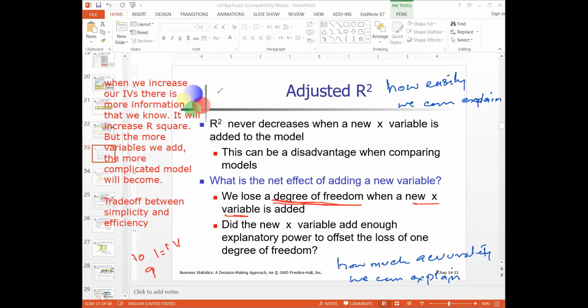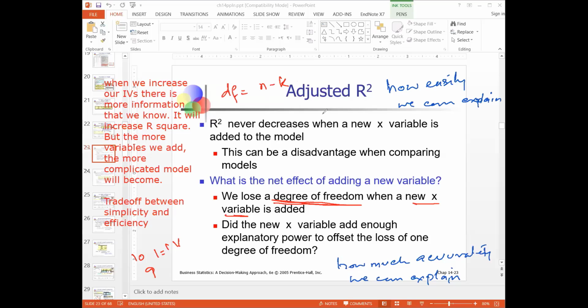So the formula for DF, degree of freedom, is n minus k. K is the number of variables that you use and n is the total sample size. So logically, you cannot make it negative. If you have 10 observations, you can have 10 variables, but you cannot go beyond.